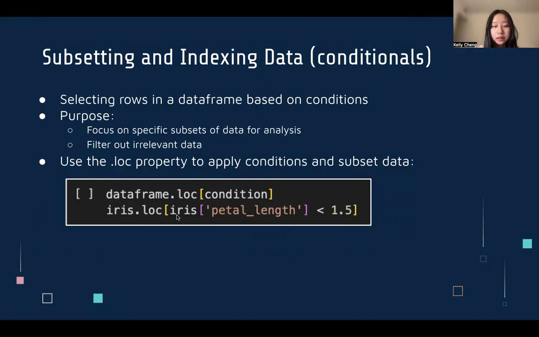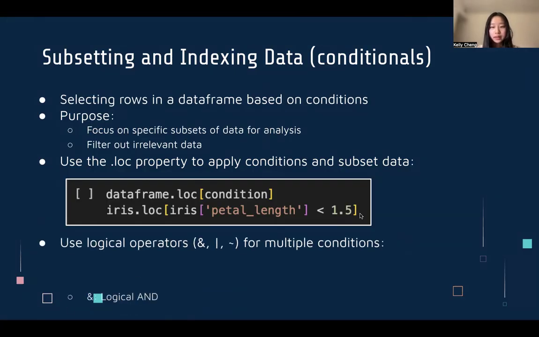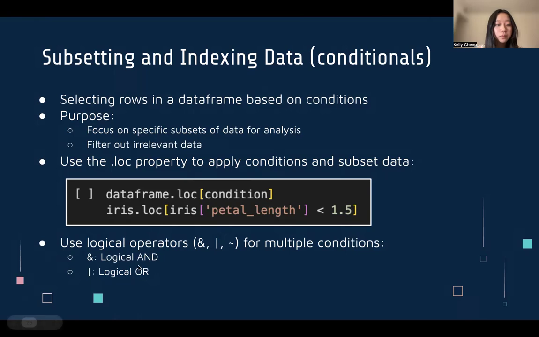So here we're doing the iris petal length is less than 1.5. What this does is create a condition so that only data with petal length under 1.5 will be selected. Otherwise, it'll be excluded. And for subsetting conditionals, you can use different logical operators. There is the AND, which is the logical AND, this is the logical OR, and this is the logical NOT.